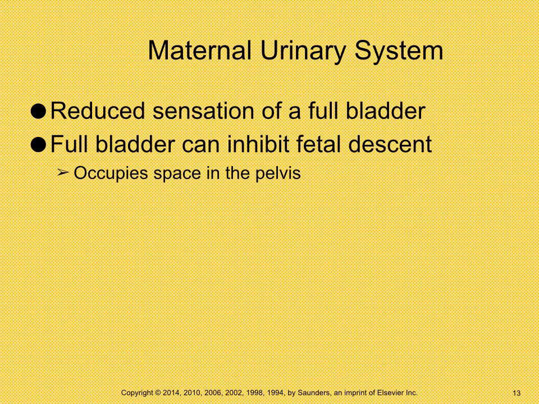Maternal urinary system. So as labor continues to progress and we think about the anatomy of where the uterus is, where that fetal head is, and where the maternal bladder is, moms might have a reduced sensation of a full bladder, especially as that fetal head begins to compress the bladder itself. A full bladder can inhibit fetal descent and occupy space in the pelvis. So moms are encouraged to empty their bladder at least once per hour to promote more space in the pelvis there.